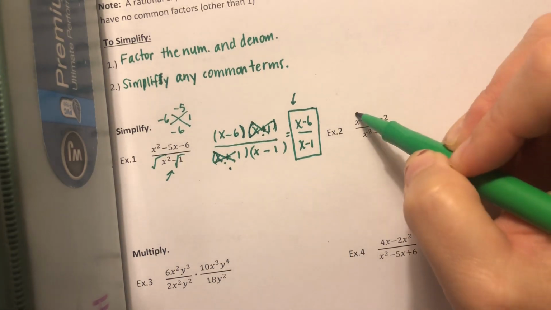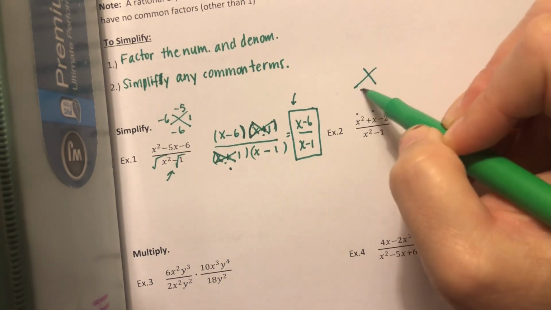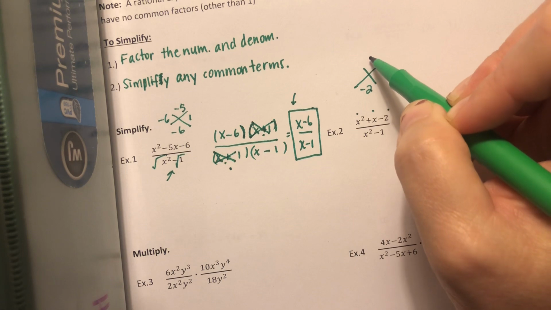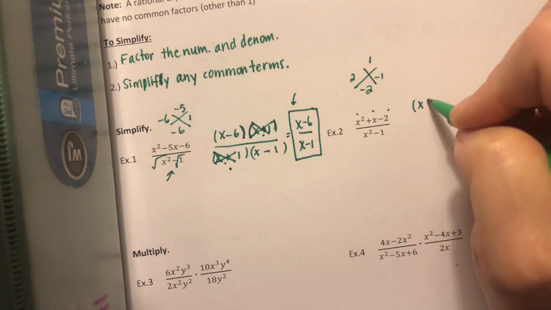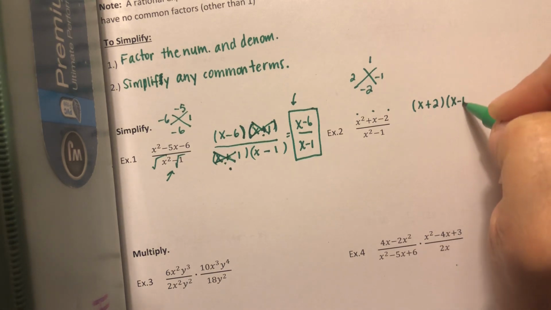Okay, example 2, I see 3 terms. I go, okay, this is the x method. Multiply to -2, add to 1. So I get a 2 and a -1. So x plus 2 times x minus 1.